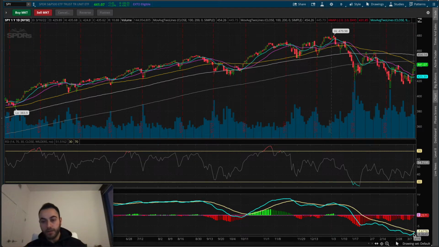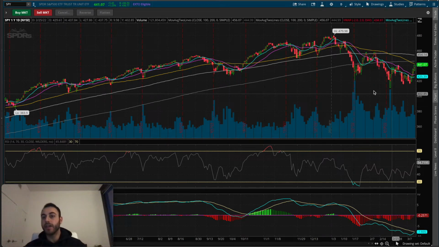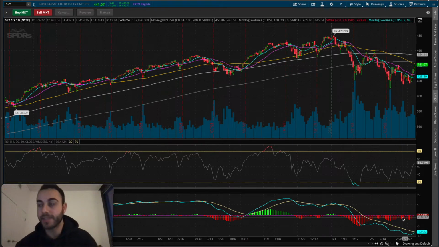It may force a little crossover, and then if there's not enough green momentum built up in the histogram, we're just going to come right back down. That's because market direction generally is down right now, and the MACD is holding below that zero mark.